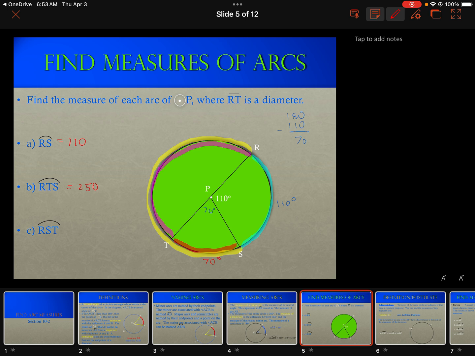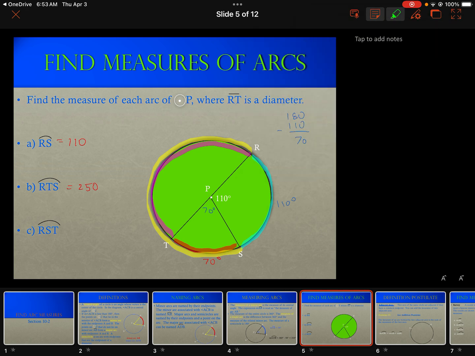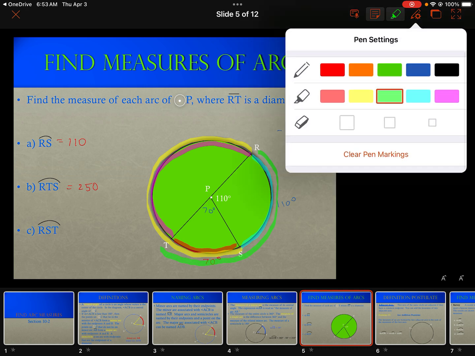Okay, part C, what is the measure of arc RST? So now we're going around the other way. I'll try green and see what that looks like. Start at R, go towards S, stop at T. Notice how that's your other semicircle. So that measure would just be 180.